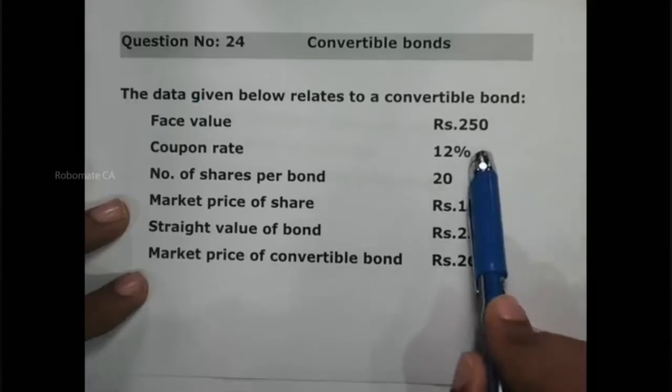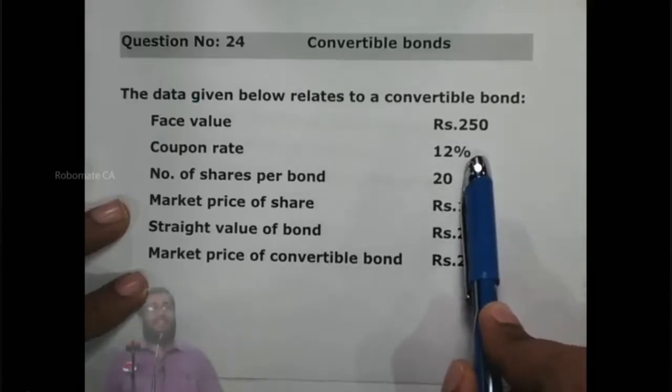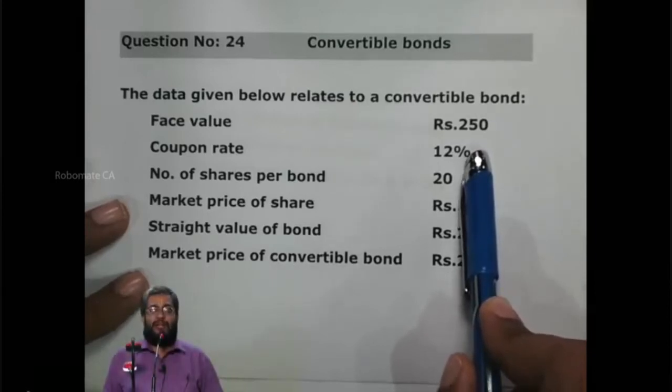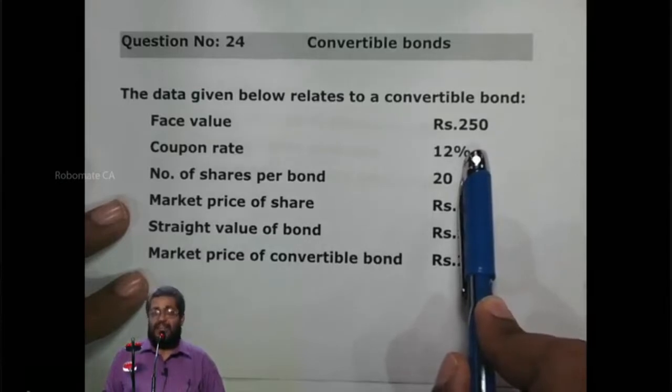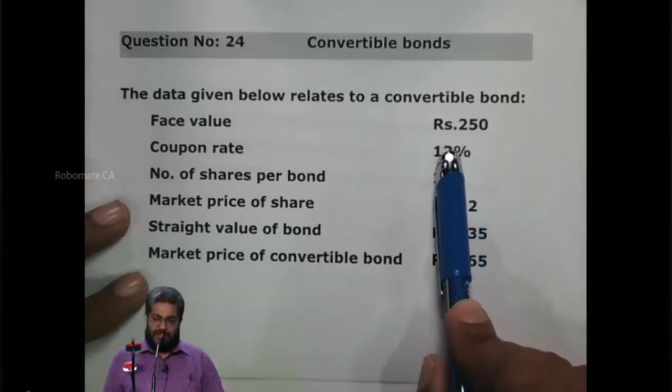250 rupees. Coupon rate is 12%. Will the coupon rate for the convertible bond be the same as the coupon rate for a normal bond, or less than that? Less than that, because they give an option to convert or not. So the coupon may be less.